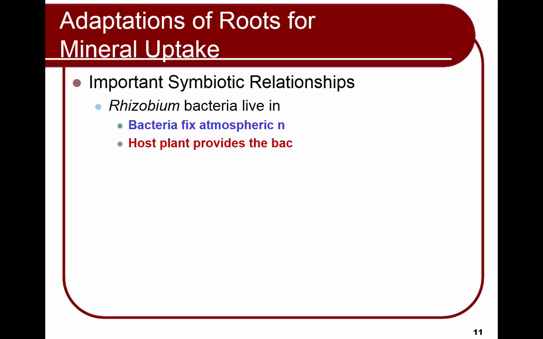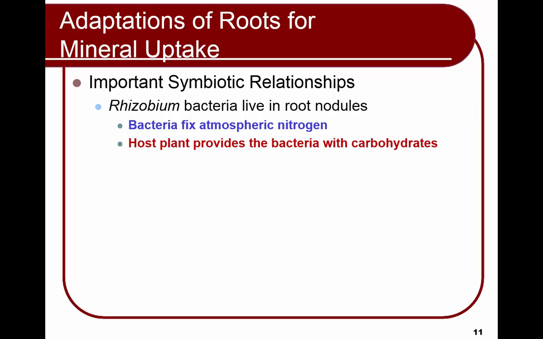Now, there are adaptations in the roots for this, and this involves a lot of symbiosis because it helps the roots obtain mineral nutrients. One example is Rhizobium bacteria. It's found in nodules that are on roots, and this is a nitrogen-fixing bacteria because it can take the nitrogen gas out of the atmosphere and turn it into a usable form for the plant. And this is symbiotic because the plant provides the bacteria with carbohydrates, whereas the bacteria are providing nitrogen to the plant.